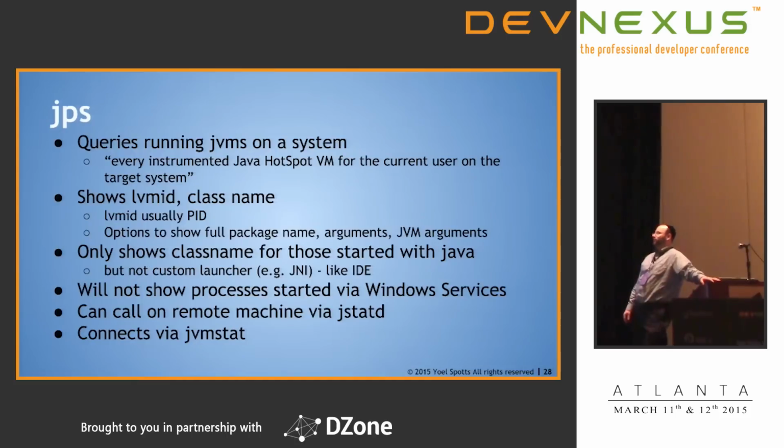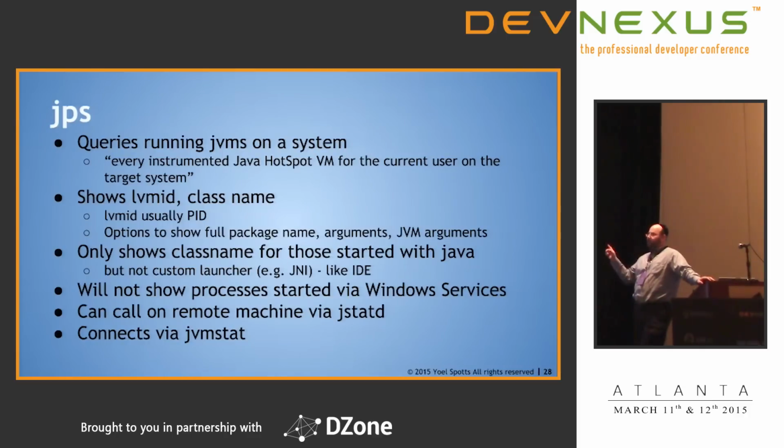And there are various options to show you the full package name, arguments, and the JVM arguments. One thing to note is that if the Java application has been run with a custom launcher via JNI, you will not see the class name. You only see the PID. The most common example of that is if you start your IDE. I'll show you an example of that. If you start IntelliJ, it won't actually show you the name, and there are various reasons for it. There are bug reports about it going back, I think, to 2004. It makes it sound like they're not going to fix that one.